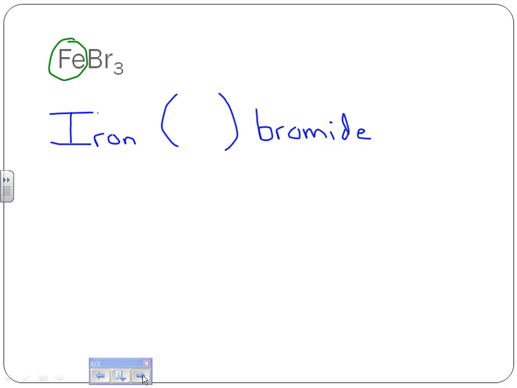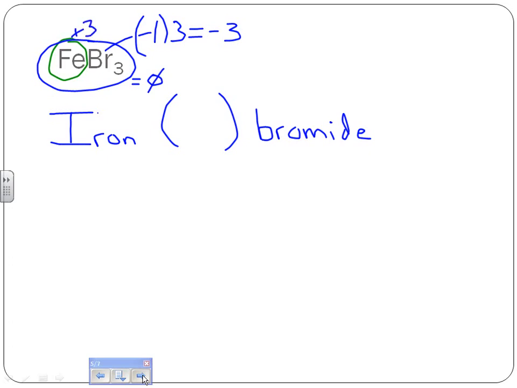So if we go back to the formula, each bromine has a -1 charge, and we have 3 of them. That means the net negative charge is -3. Keep in mind that the entire formula has to have a charge equal to 0. So that means if the bromine is a -3, the iron has to be a +3. So in order to show that, we put the Roman numeral 3 in parentheses in the name. The 3 tells us the charge on the iron, so we get iron(III) bromide.